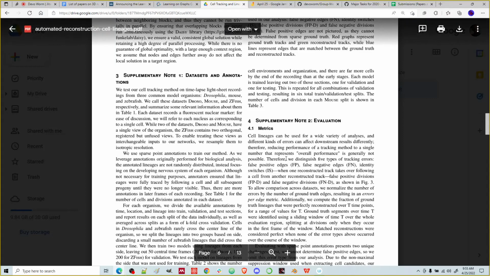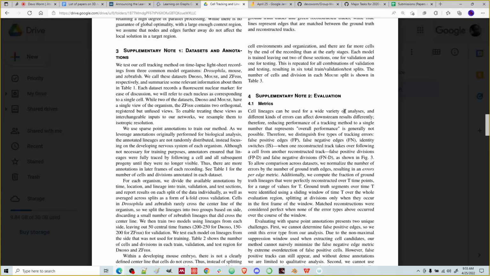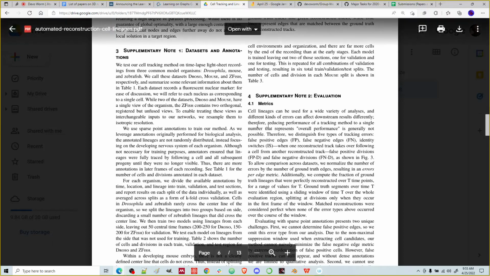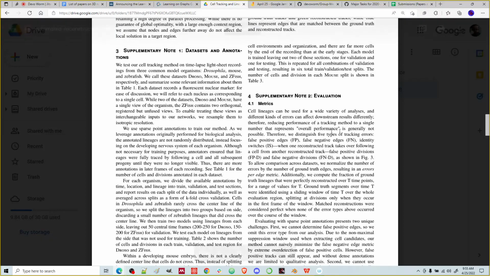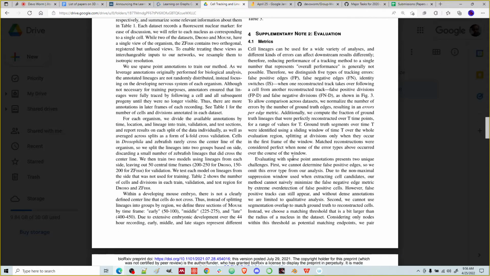Cell lineages can be used for a wide variety of analyses, and different kinds of errors can affect downstream results differently. This reduces performance of a tracking method to a single number that represents overall performance. You can't really do that because of all the different sources of error. So they actually have 5 types of tracking errors. There are all sorts of different forms of error in cell tracking. So, aside from being a very computationally intensive method, it can also introduce a lot of error in what you're actually looking at.